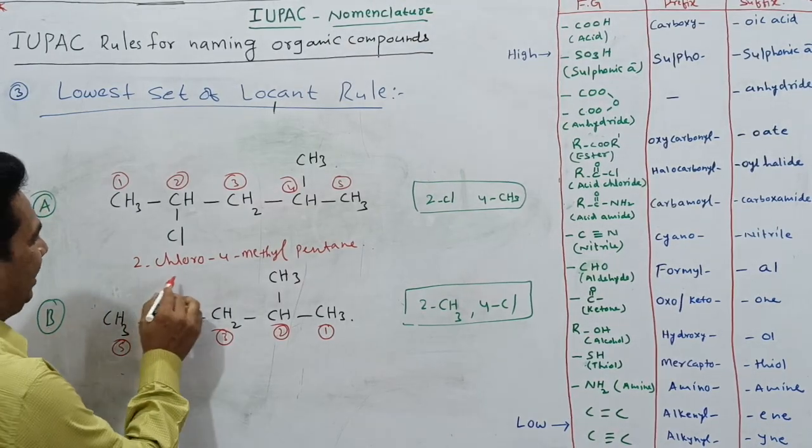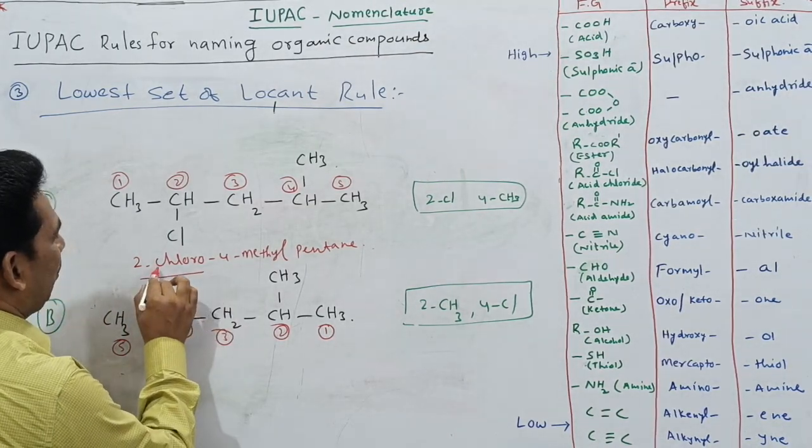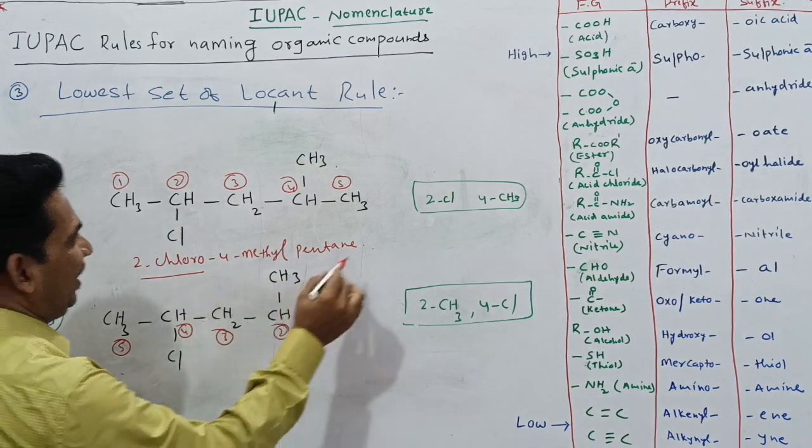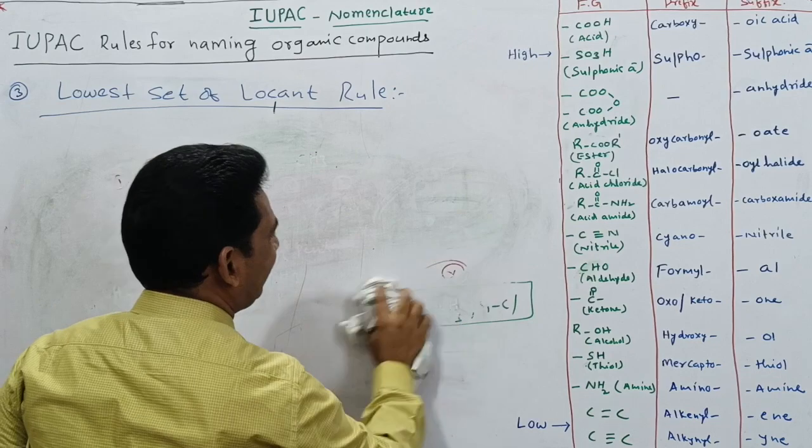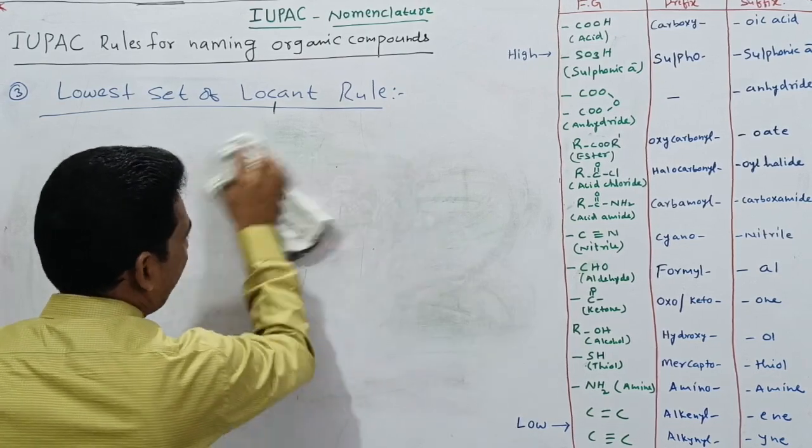Because here in the alphabetical order, chloro, C, will come first. That's why this one is correct. This one is wrong. Now we will learn how we are going to give the naming.